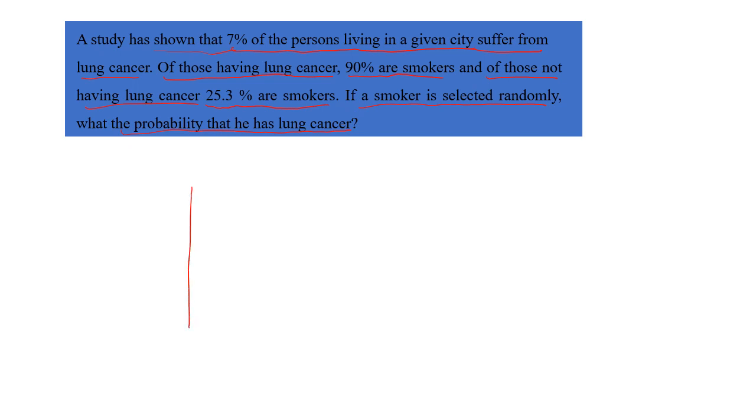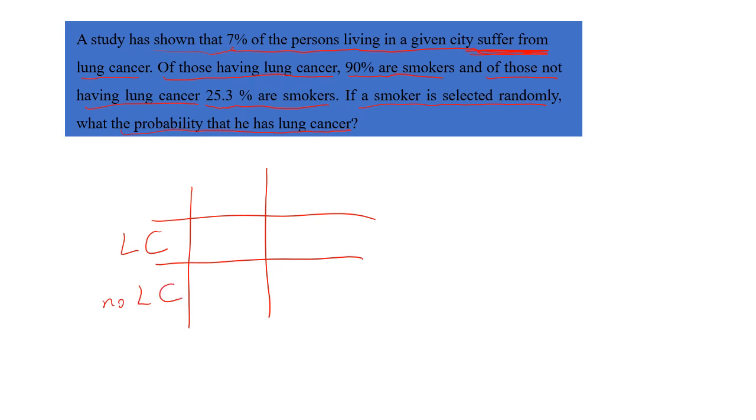Now it seems there are two types of people. We have to make the table according to two things. One, suffering from lung cancer or not. So I will say LC, the people with lung cancer, and the people without lung cancer, so I will say no LC. And there are smokers here, and there are non-smokers.